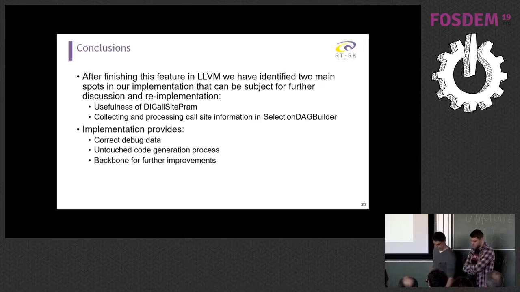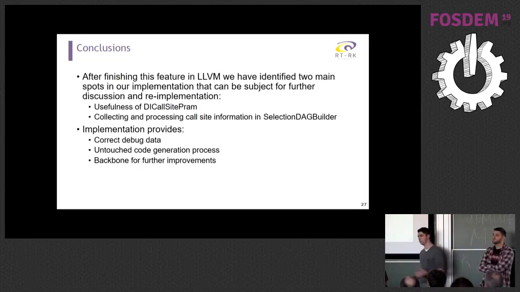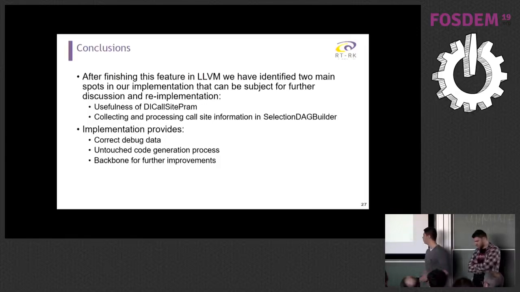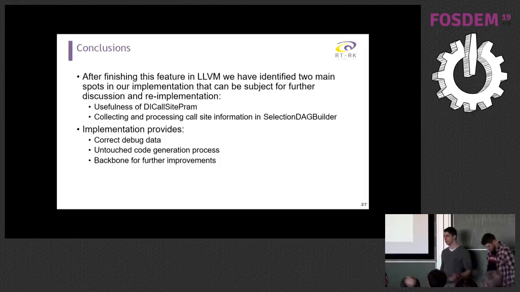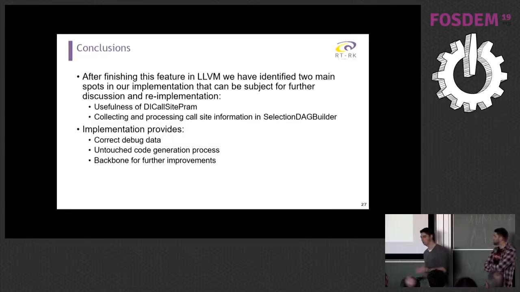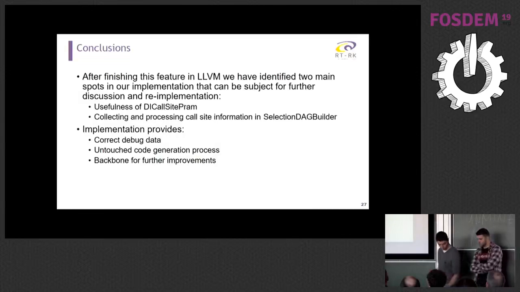And what does our implementation provide? It provides, most importantly, correct debug data. We tried to be as strict as we could in order to achieve this. Also, our measurements showed that we didn't touch the code generation process, and this is important because our implementation takes part through the whole compilation pipeline.